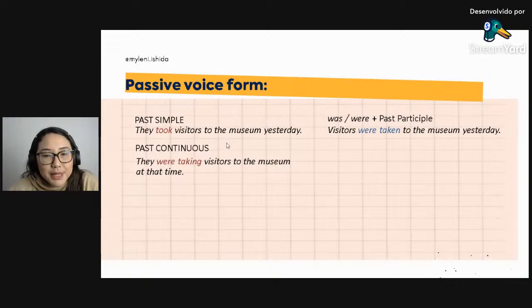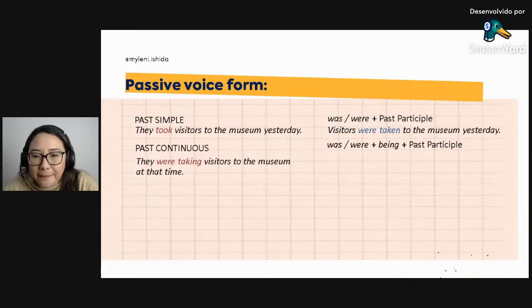We have to use the past participle, but we're going to use the past participle of the verb to be. Look. So we're going to use the past participle of the main verb, okay? So we're going to say like this: They were taking visitors to the museum at that time. Okay.